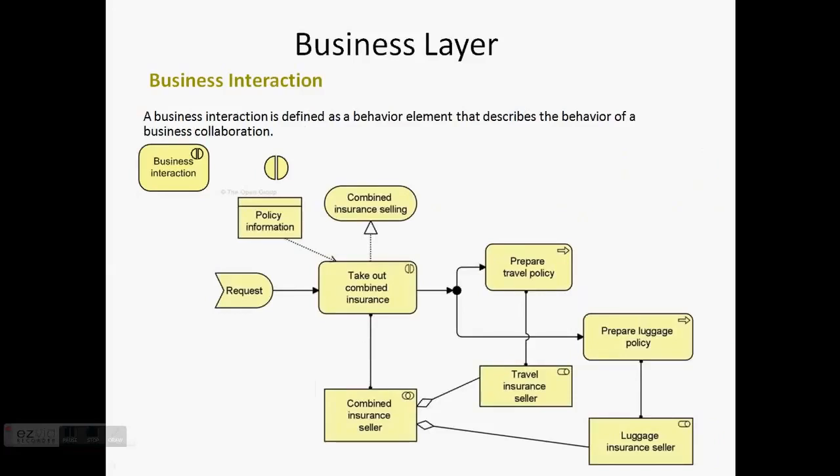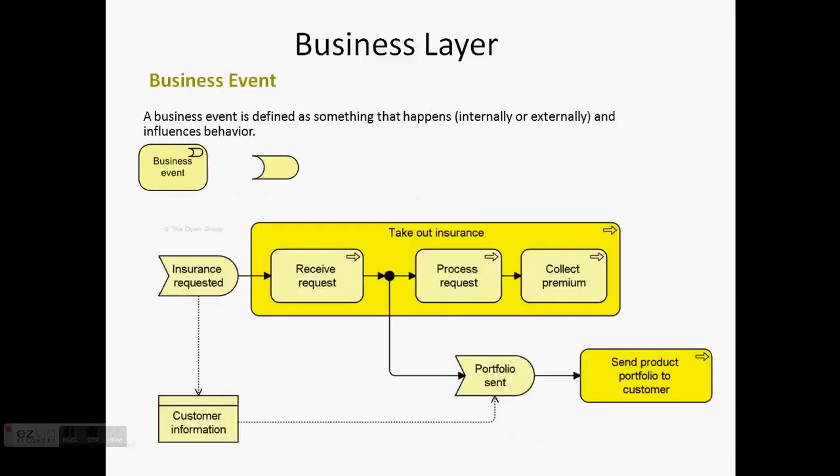Business interaction is similar to a business process or function. But while a process and a function may be performed by a single role, an interaction is performed by a collaboration of multiple roles. The roles in the collaboration share the responsibilities for performing the interaction. So it's a business activity similar to a business function or business process, but it's actually performed by multiple roles instead of one role.